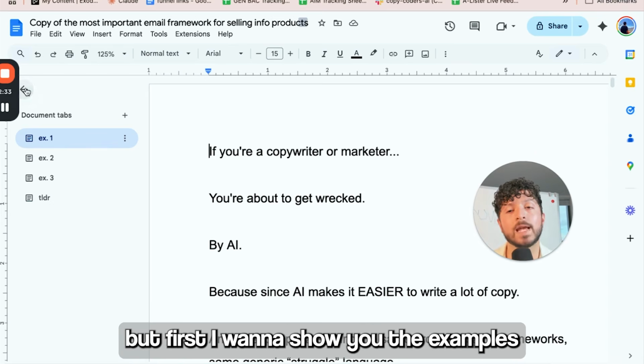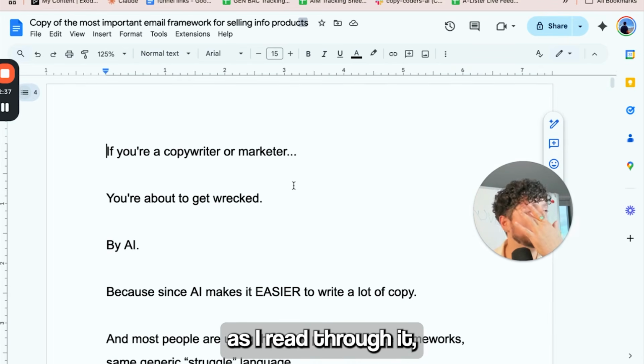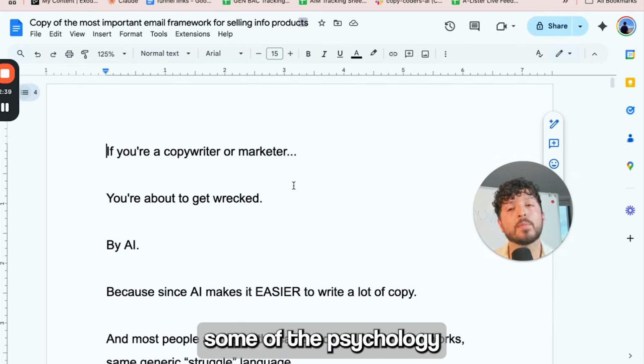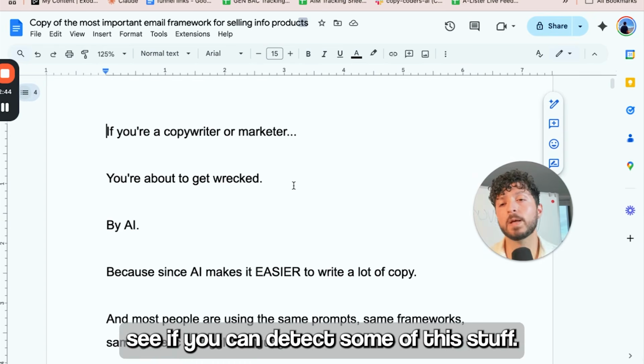But first I want to show you the examples, and as I read through it, I'll skim some of it. I want to see if you can detect some of the psychology that's going on in it. So pay attention, see if you can detect some of this stuff. So here's how it opens.